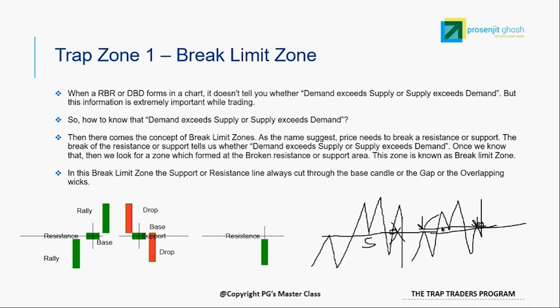I'm not taking this resistance, which is a very, very old resistance, after which price has created so many swings inside that. I'm not going to consider this as my resistance, rather I will consider the immediate one which gets created before price engulfs the resistance. In this way this will be my immediate resistance, and I will get a rally base rally here, and I can trade it, and that is my break limit zone. Are you clear, Anshul? Any questions, any challenges, anybody about this? This is a good question.